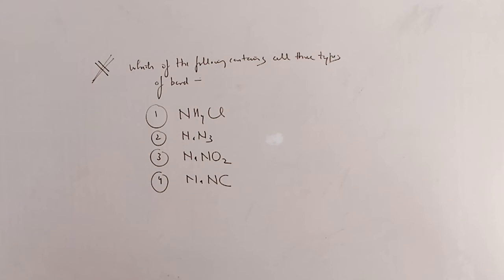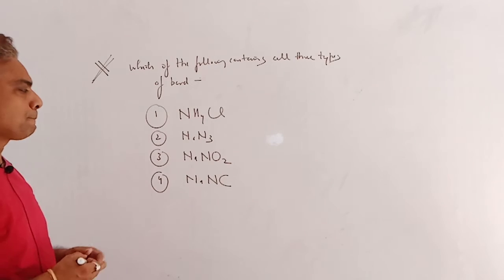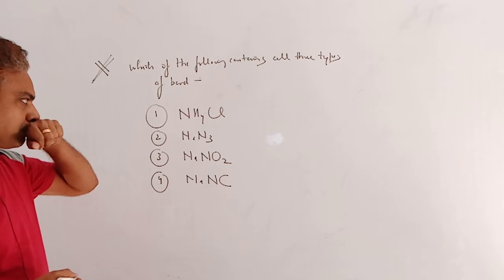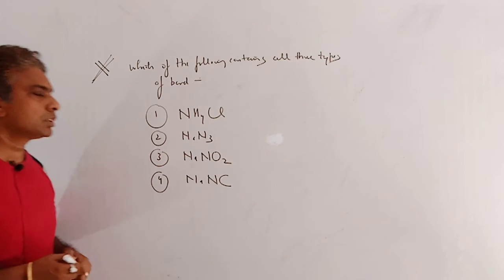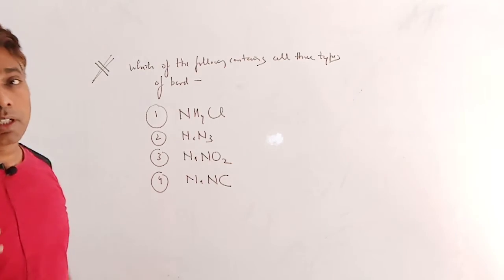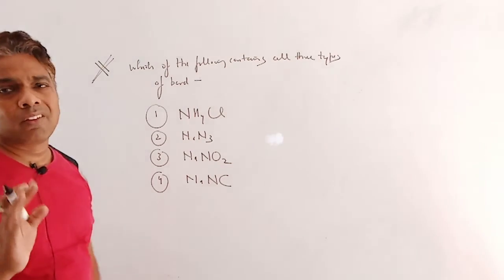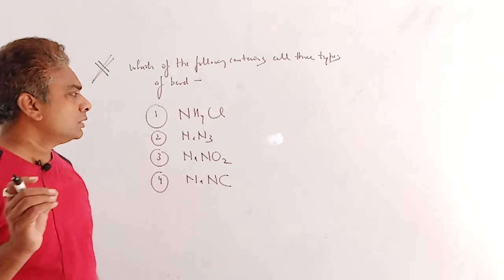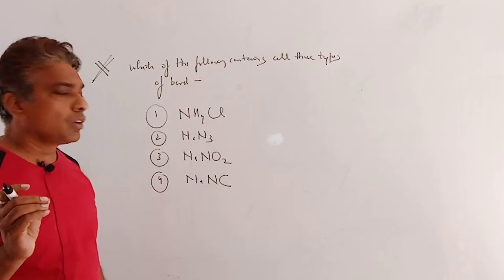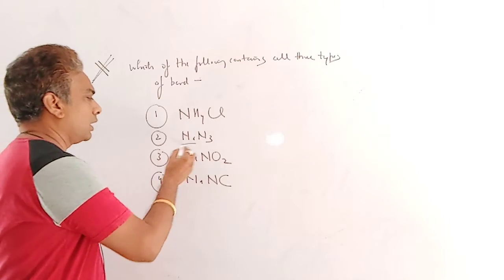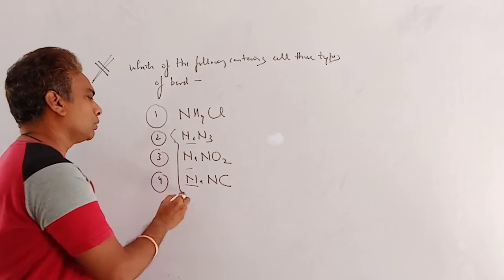So according to this question, by using dot structure we can easily decide all three types of bond: ionic, covalent as well as coordinate. In case of ionic, firstly we see which of the following contain highly electropositive element. Here is Na. So all these molecules are ionic.